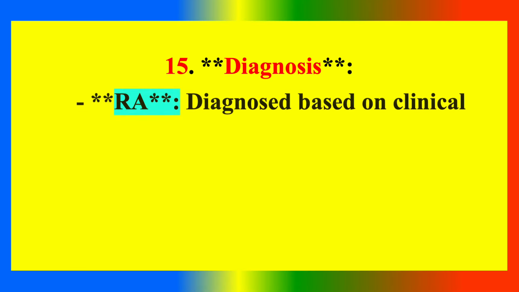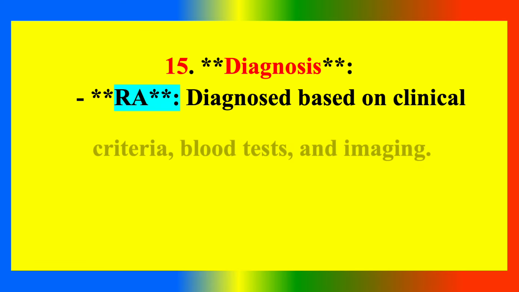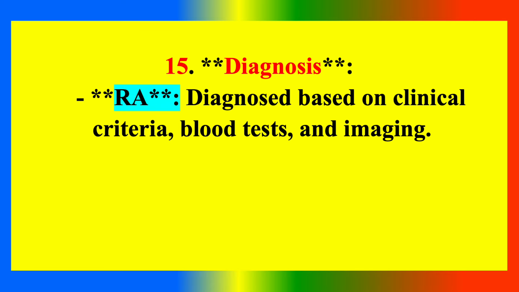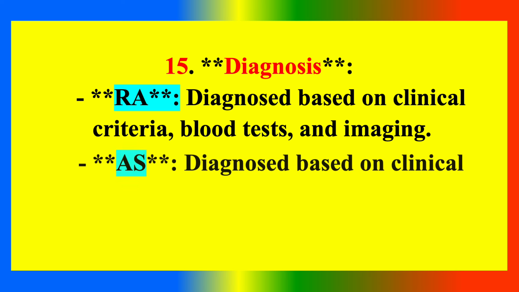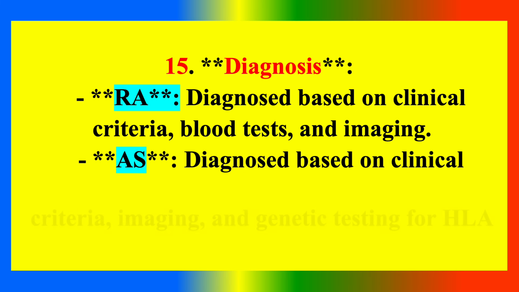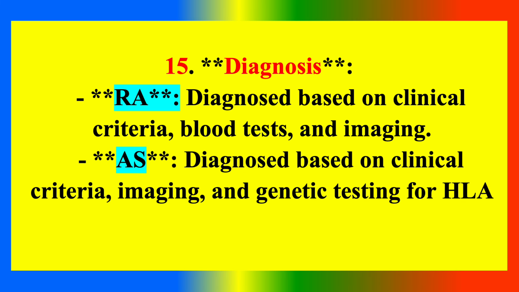Fifteen, diagnosis. RA is diagnosed based on clinical criteria, blood tests, and imaging. AS is diagnosed based on clinical criteria, imaging, and genetic test for HLA-B27.